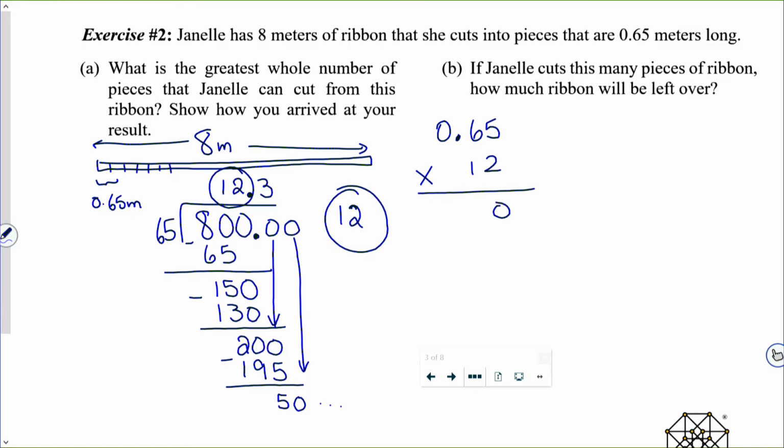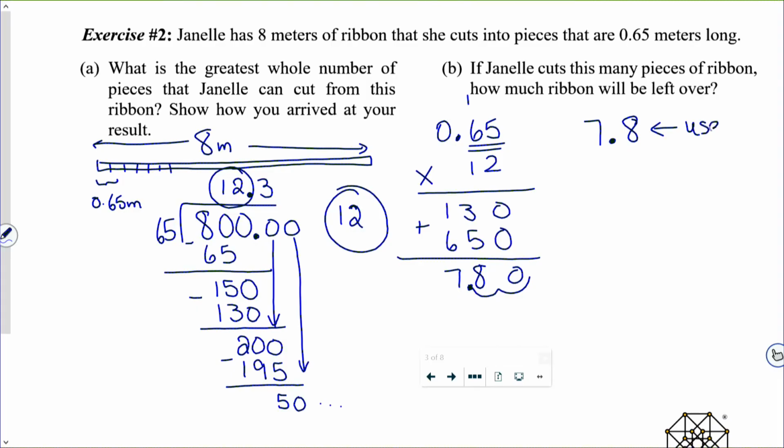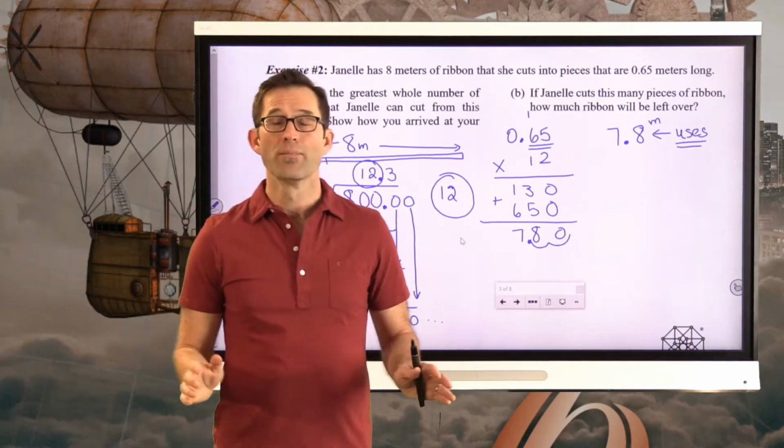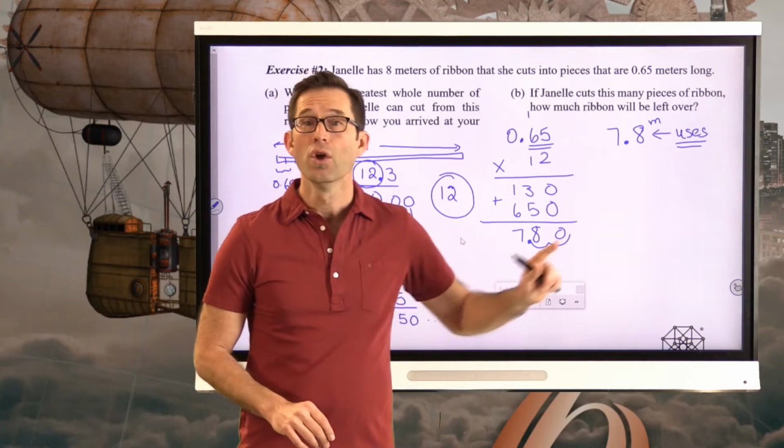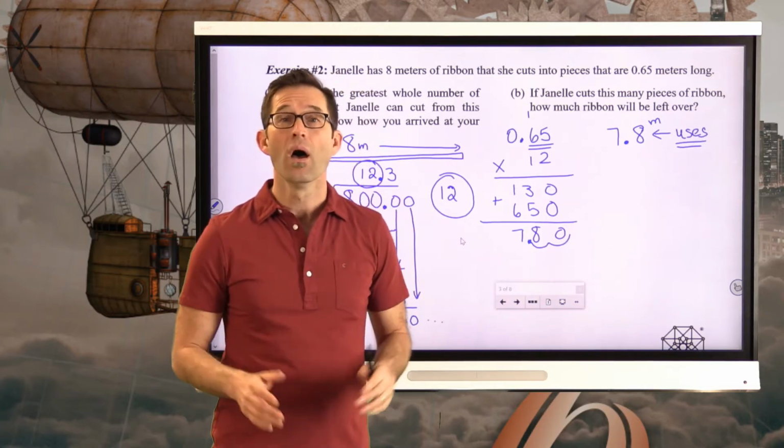All right. Go ahead and do this. Well, 2 times 5 is 10, 2 times 6 is 12, plus another 1 is 13. Put a 0 down, multiply 65 by 1, that's pretty easy, we get 65. When we add these together, we get 780. We look at the number of decimal places we have, just 2. So Janelle uses 7.8 meters of the ribbon. So those 12 pieces at 0.65 meters per piece used up 7.8 meters of the ribbon.